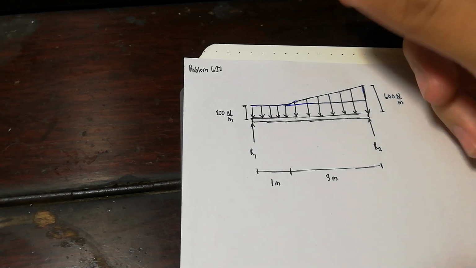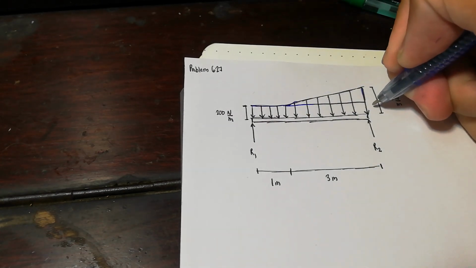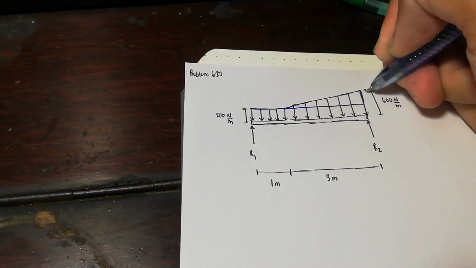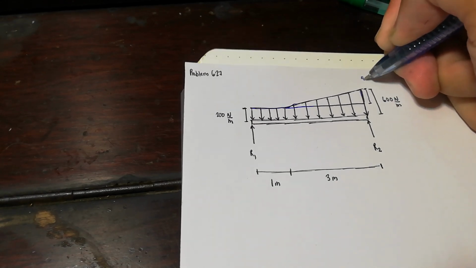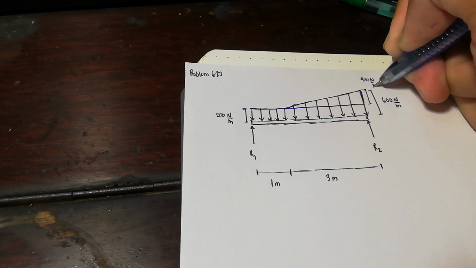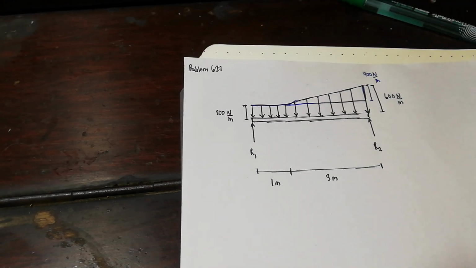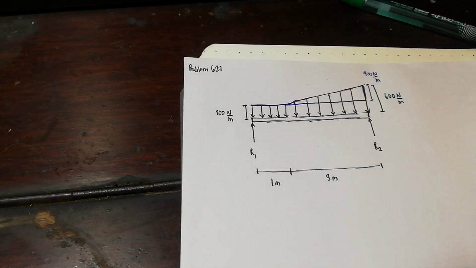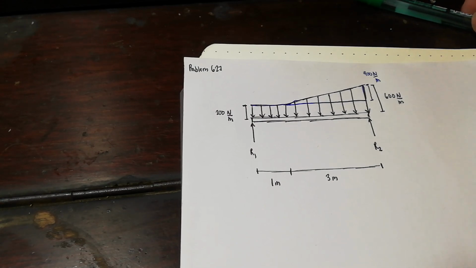So if ang height ng ating rectangle is 200 and ang total height nito is 600, then definitely ang height nito ay 400 Newton per meter. Then before tayo proceed is hanapin natin yung resultant nito. So para sa rectangular loading, ang kanyang resultant is determined using the formula base times height.